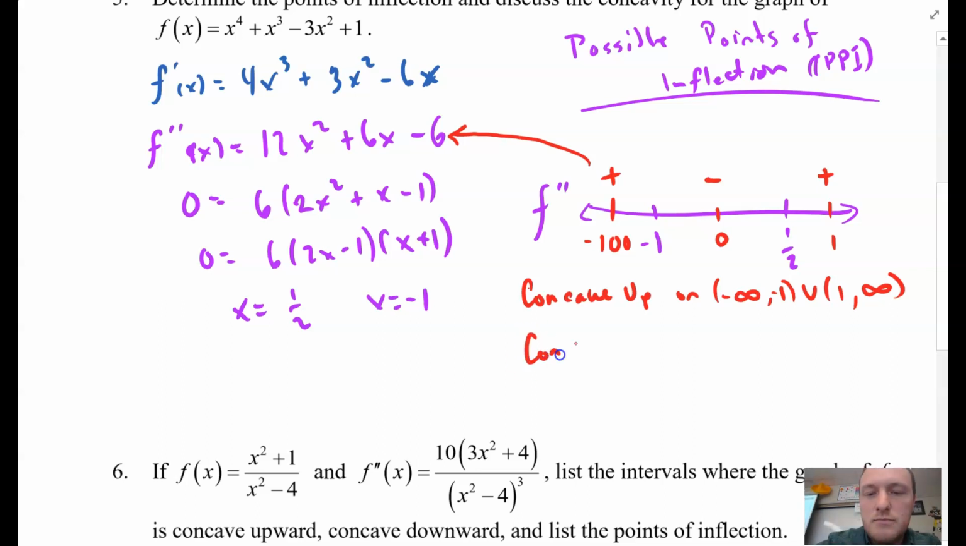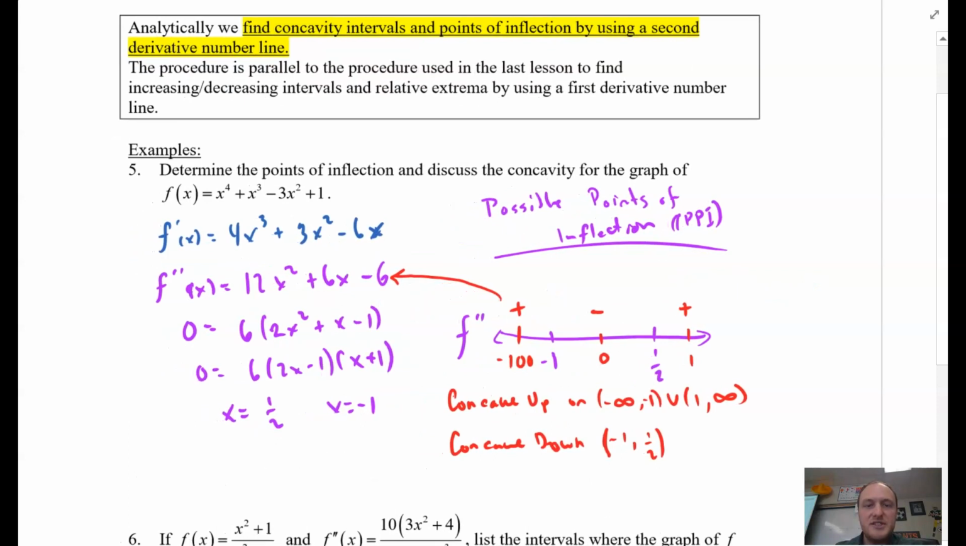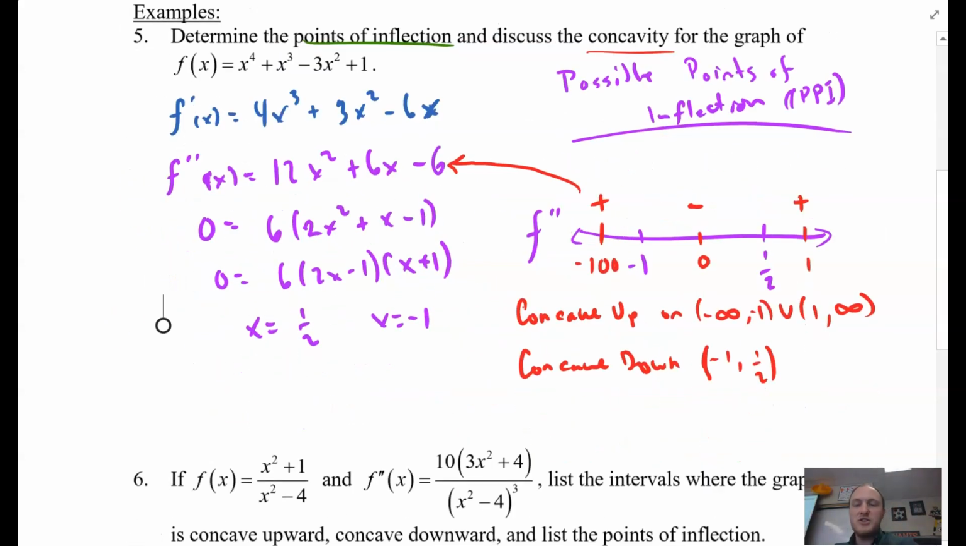And it's concave down on -1 to positive 1/2. Okay, the other part of this is they want us to discuss not only concavity, but also the points of inflection. So I have critical numbers, right? And remember, points of inflection occur when we change from concave up to concave down, and that occurs at these two values here. So here's our possible points of inflection.